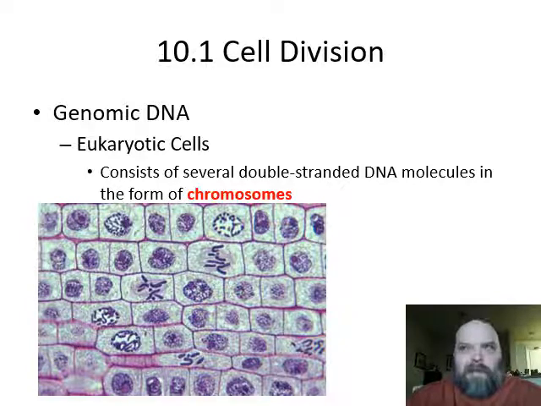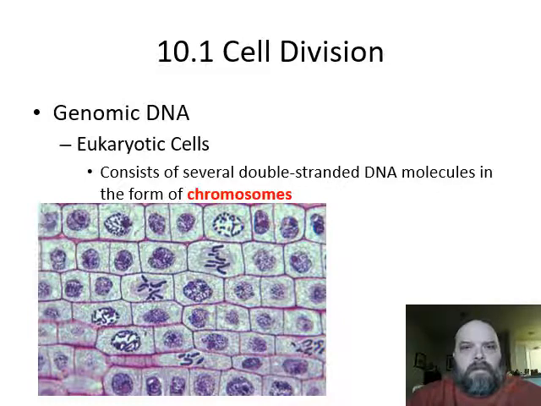Hence that company, 23andMe, the one where you send them a DNA sample and they'll tell you your genealogy. That's where the name comes from, 23andMe. 23 chromosomes from mom, 23 from dad.